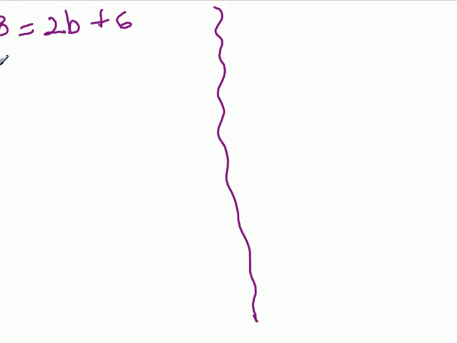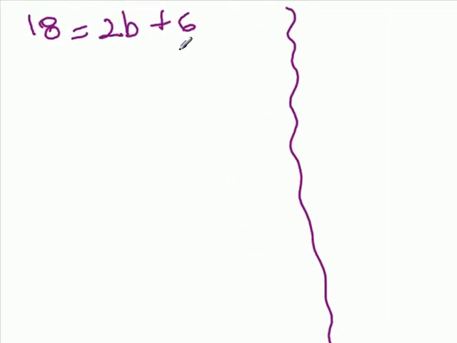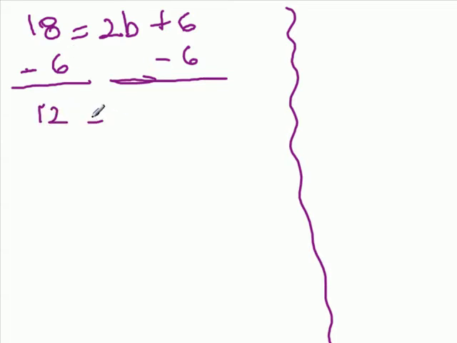First of all, we have a number that's doubled, and then when you add 6, you get a total of 18. So let's begin by first taking away 6 from both sides. Anytime you solve an equation, you need to make sure that you do the same thing on both sides to keep the equation balanced. So when we take away 6 from the 18, we end up with 12. And on this side, if we take away 6 from the plus 6, we end up with 2b plus 0.